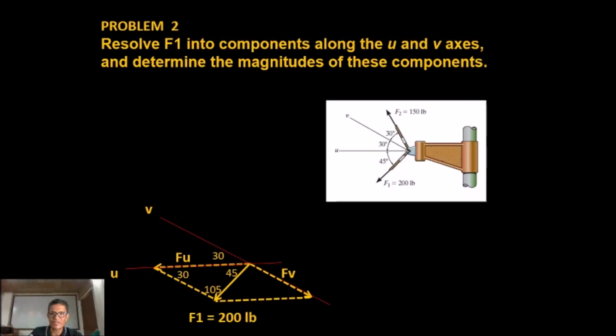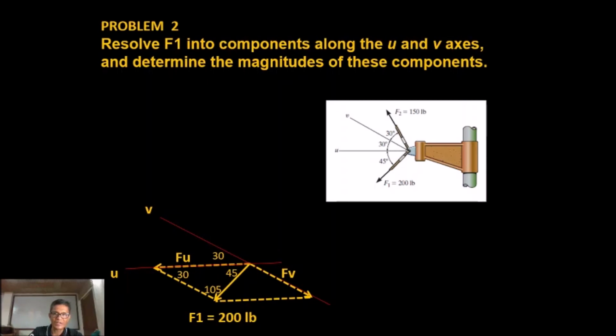Since U and V are not perpendicular to each other, we cannot use the rectangular component method. So we are going to use actually here the combination of the parallelogram law and the triangle rule. So ganito ang gagawin natin dyan. Ang unang gagawin natin is to extend the v-axis and u-axis. Also we have colored red.